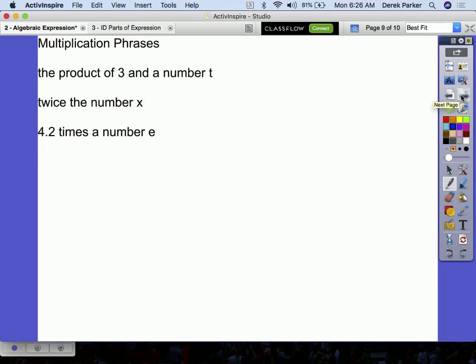And then multiplication. The product of 3 and a number t would be 3t. Twice the number x, well, twice means multiply something by 2. So that's going to be 2x. And then 4.2 times a number e, that's going to be 4.2e.